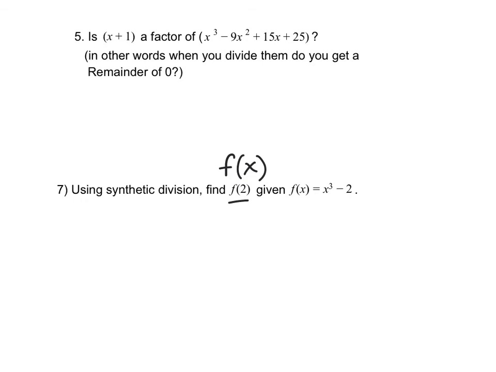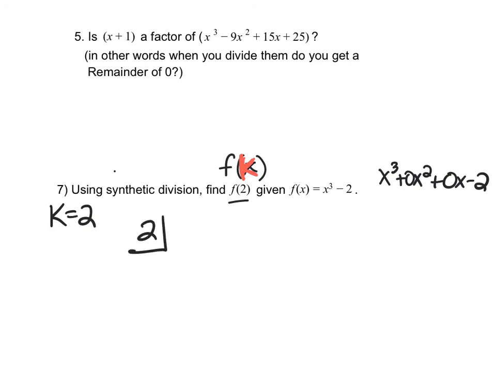But my k value in this problem is 2 because it's not actually in the linear binomial. It's as if we've already taken it out. So it's basically me replacing this x with a k here. Okay? So your process is still the same. It's just about identifying what you're using. Okay, so I do need some placeholders. I need a placeholder for x squared, and I need a placeholder for x. And now we're going to do our synthetic. So 2, so that's going to be 1, 0, 0, negative 2.